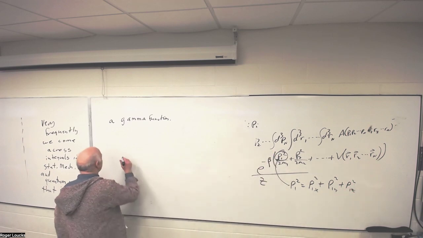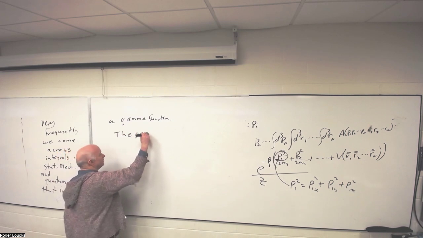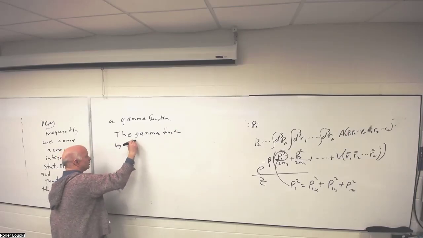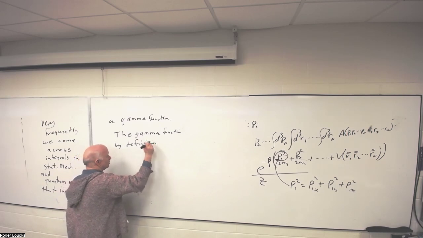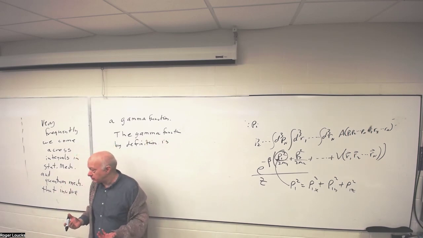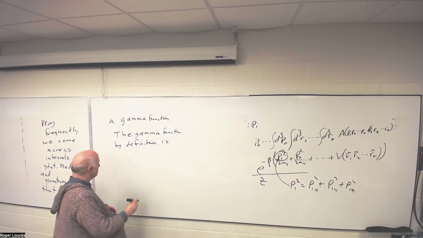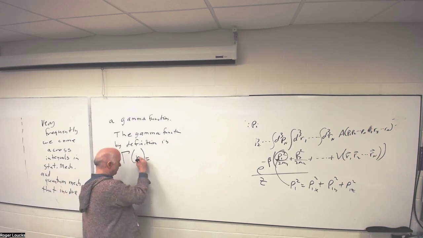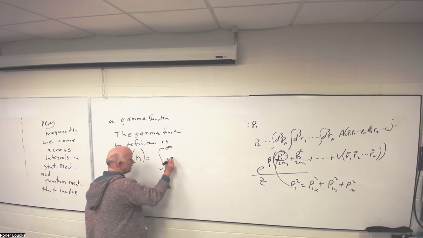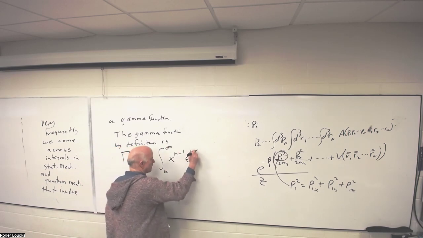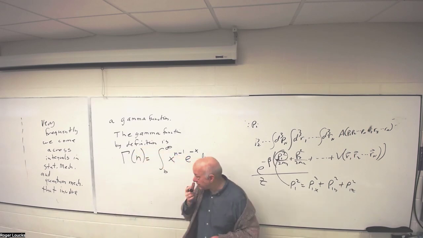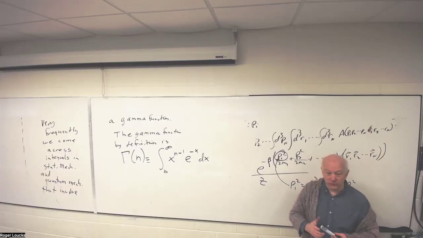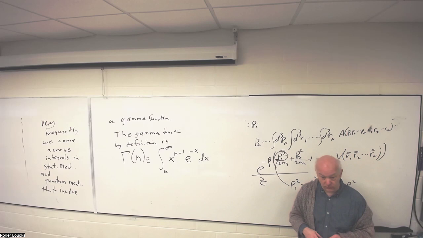So, the gamma function, by definition, is this. Commit this function to memory because it occurs all the time. Capital gamma of n, the variable n, is the integral from 0 to infinity of x to the n minus 1 times e to the minus x. That is the fundamental definition of a gamma function. You could ask, why is that even useful? Well, it's useful because it occurs all the time, and it has really nice properties.